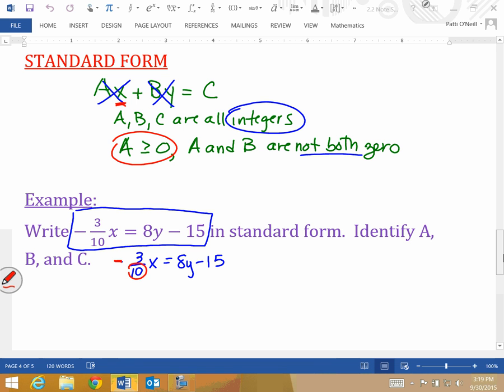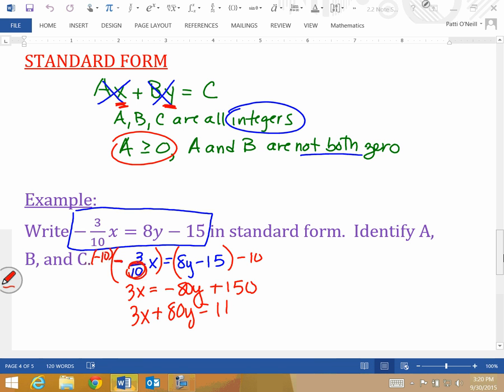So to get rid of, quote unquote, the 10 in the denominator and the negative sign, I'm going to multiply both sides by negative 10. So I've got to multiply the left side and the right side. And what that's going to do is give me 3x equals negative 80y plus 150. We're almost in our standard form. Standard form, you notice, has the x and the y on the same side. So I've got to add 80y over to the left side and end up with 3x plus 80y equals 150.